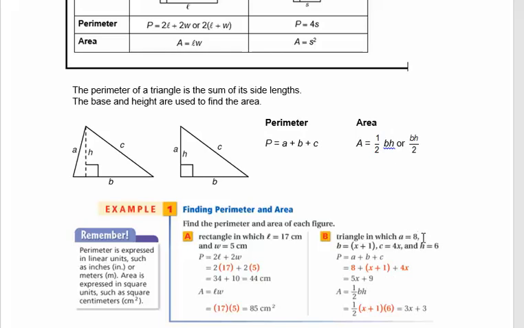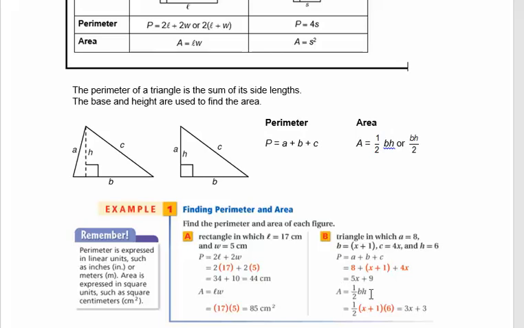So in letter B, we have A equals 8, B equals X plus 1, C equals 4X, and H equals 6. So for a triangle, you need to add all of the outside pieces, the lengths of the sides, together to find the perimeter. And when you do that, you're only going to be able to add like terms because you have an X plus 1 and you have a 4X. So remember that X is the same as 1X. So we have 1X plus 4X is 5X. 8 plus 1 is 9. So 5X plus 9 is our perimeter.